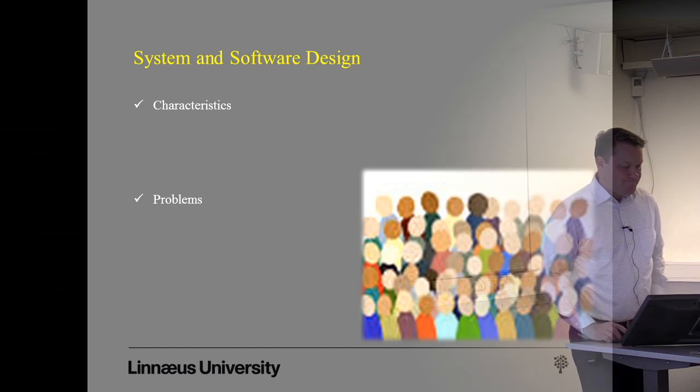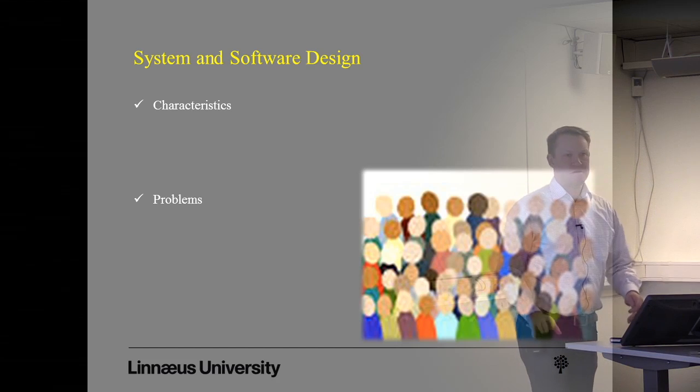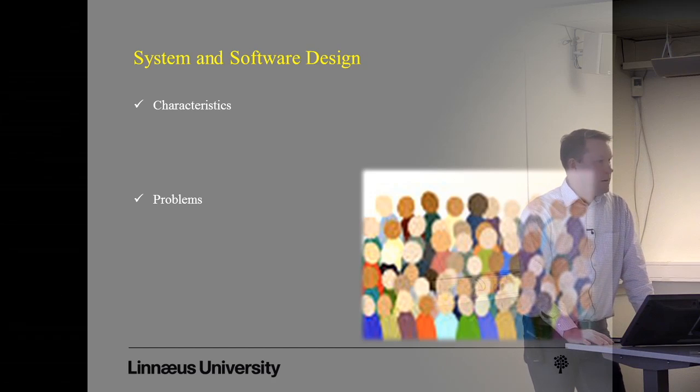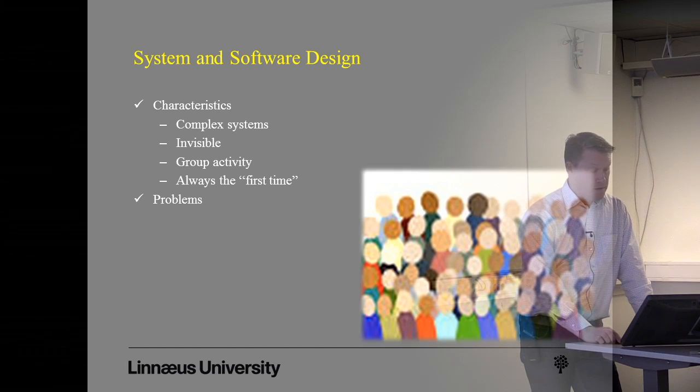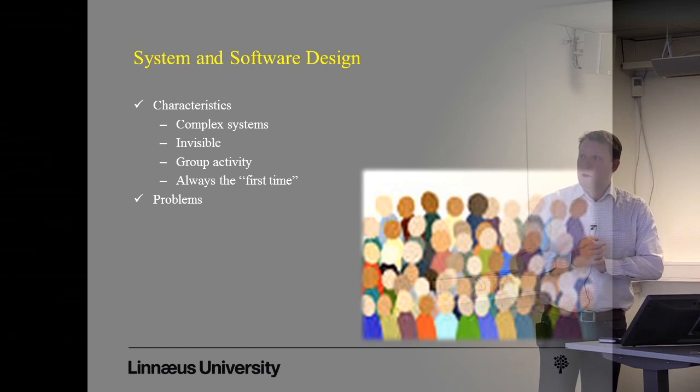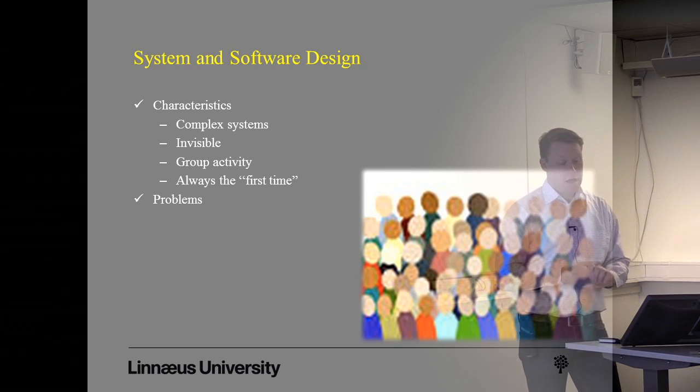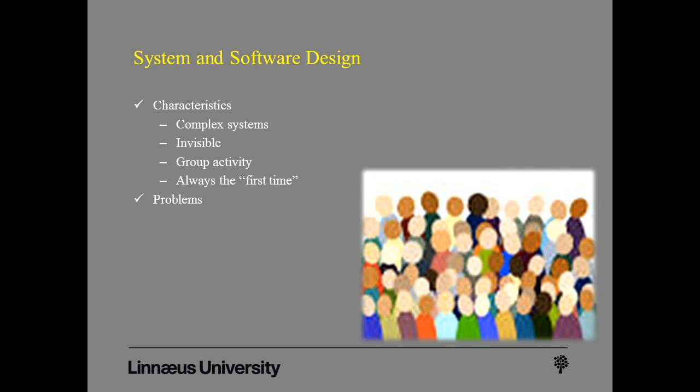So, some characteristics and some problems of system and software design. The characteristics: they are complex systems. I mentioned this to you before. We're talking about many different parts. We cannot understand them all. We cannot understand each and every interaction, at least not individually. We must do this as a group activity.